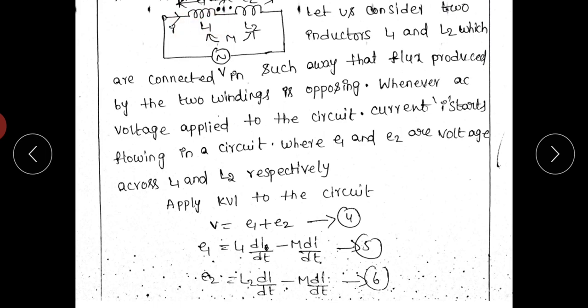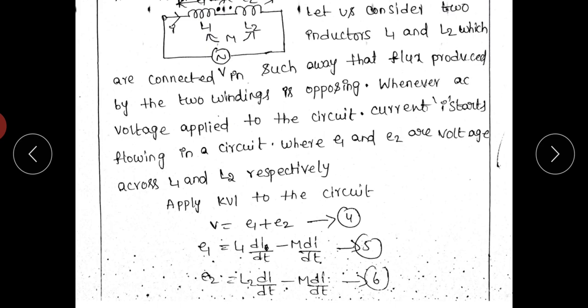So here, because of the current directions, the flux produced by the two inductors are in opposite directions. So the self-induced EMF and mutual induced EMFs are also in opposite directions. So E1 equals, first one, self-induced EMF L1 into dI by dt, mutual induced EMF minus M into dI by dt. This mutual induced EMF is due to the second coil flux. Self-induced EMF is due to the first coil flux.